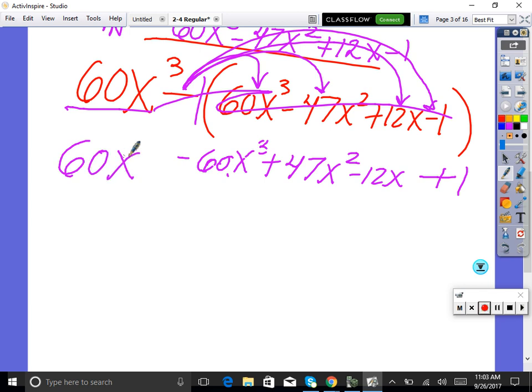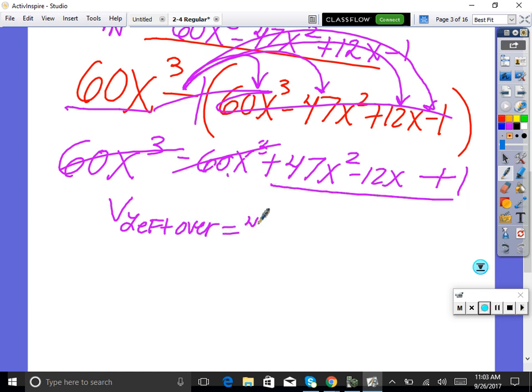So now we can combine like terms. So this is 60x cubed minus 60x cubed. Isn't that gone? And then the volume of the leftovers equals that: 47x squared minus 12x plus 1. That one was probably one of the harder ones.